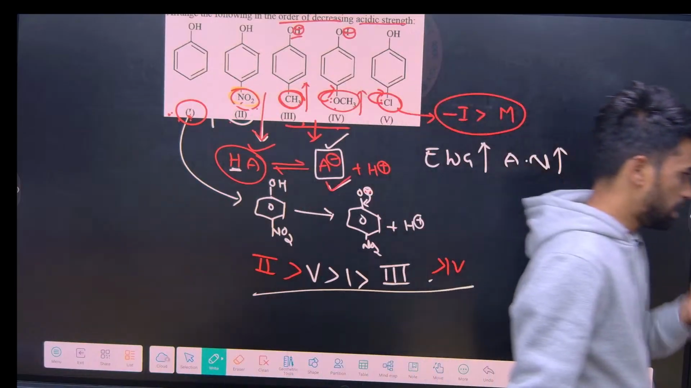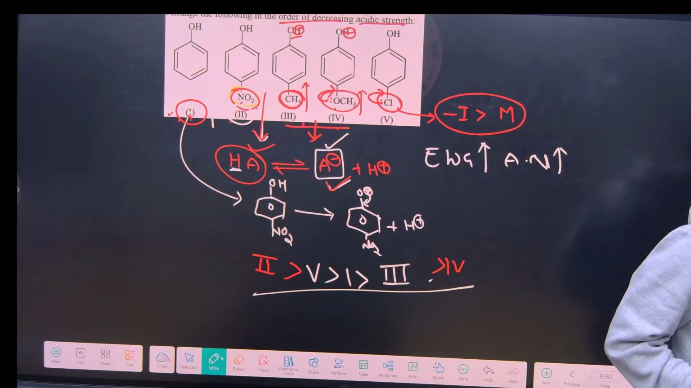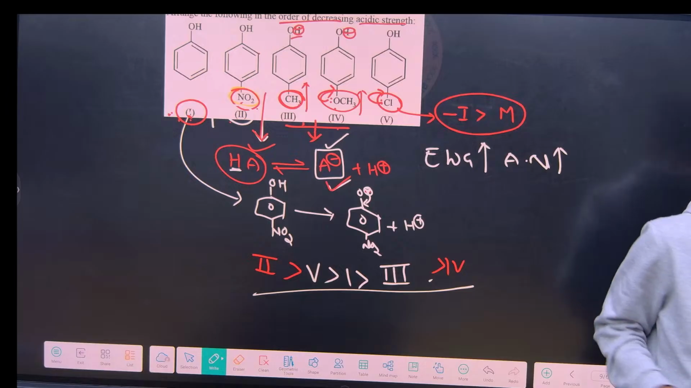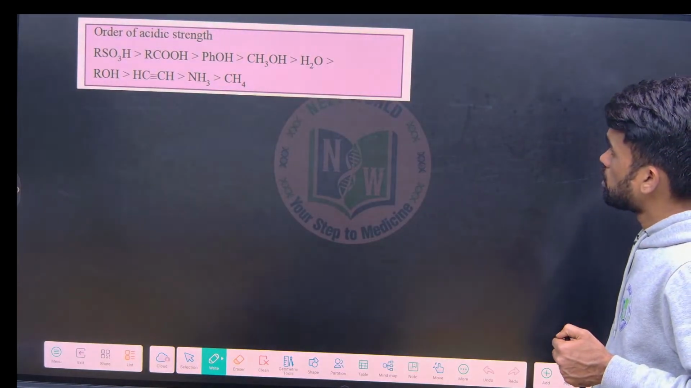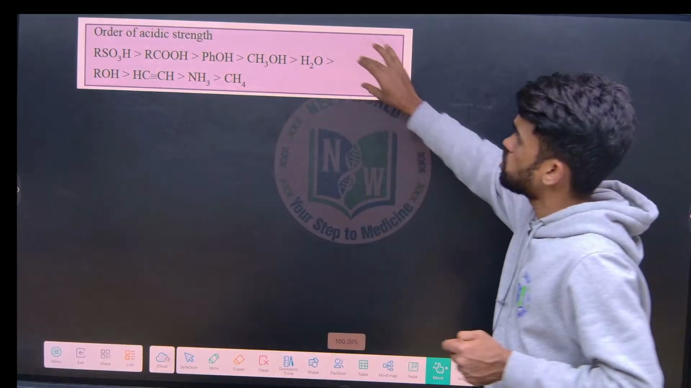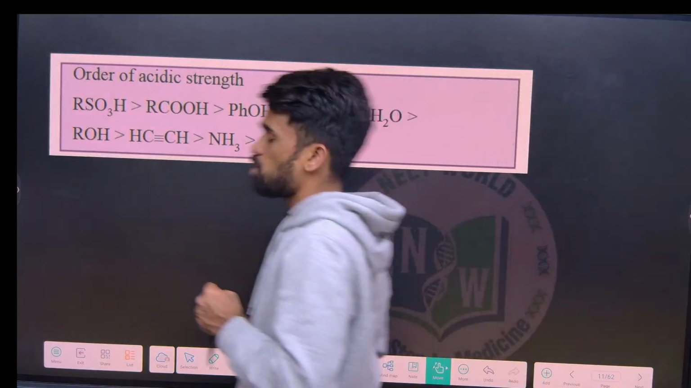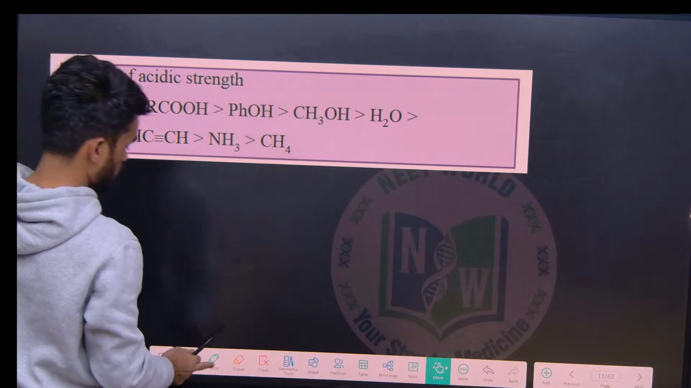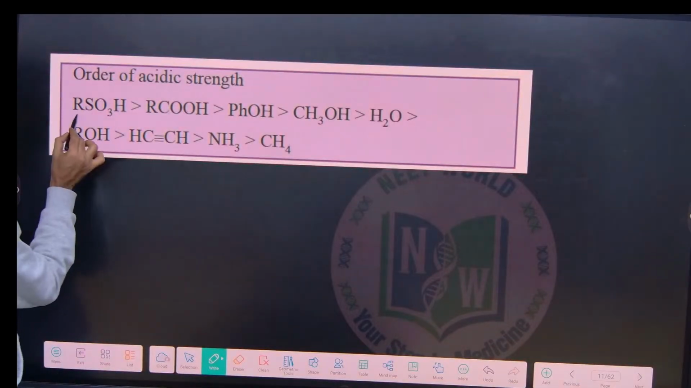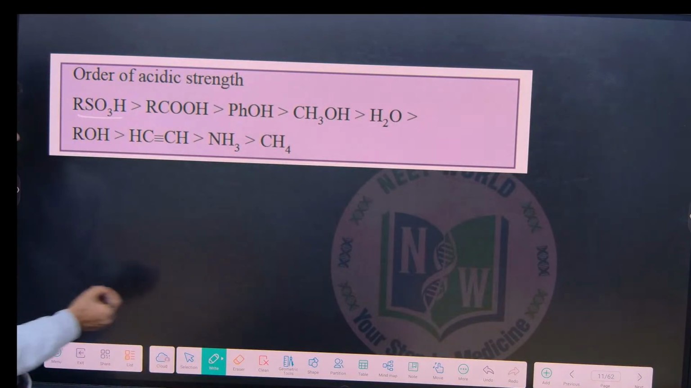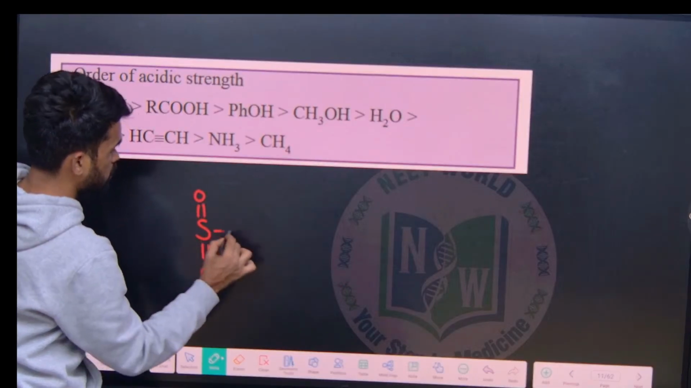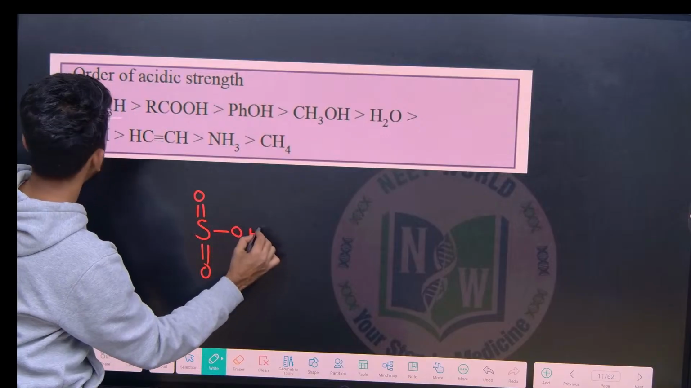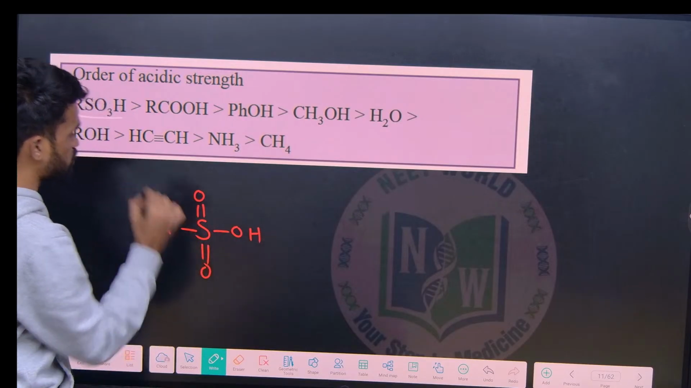Okay, right. Let me give you a few more examples. So these are the compounds you need to remember: sulfonic acid, carboxylic acid, phenol. These are given. Which is more acidic? They will ask. See, sulfonic acid is more acidic because you just look at the structure of sulfonic acid. This is the structure of sulfonic acid.